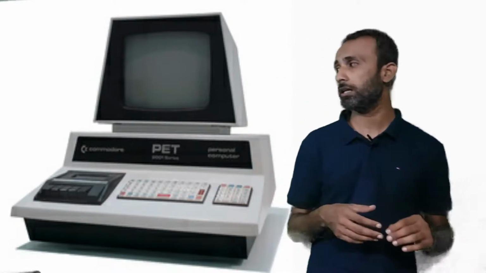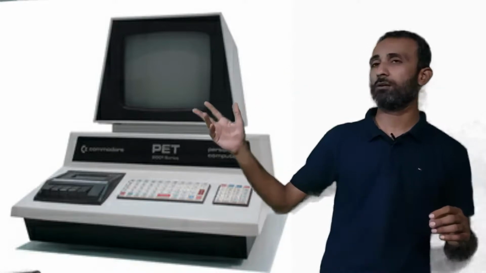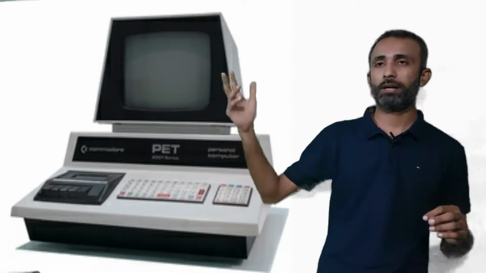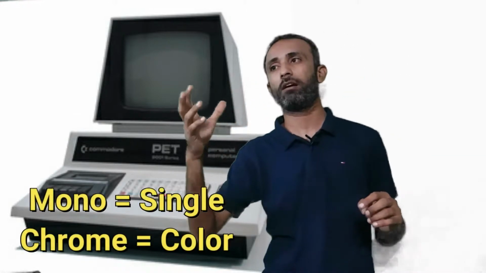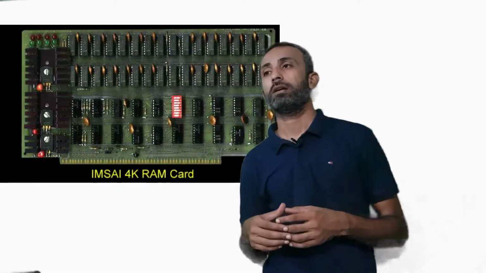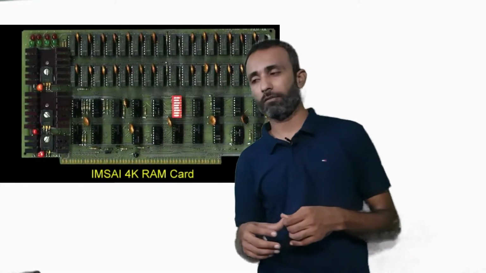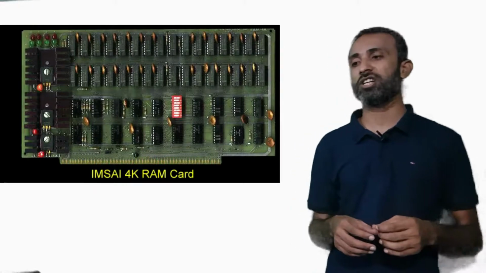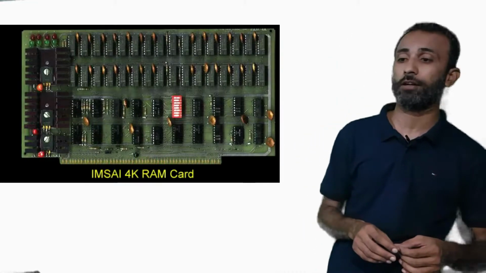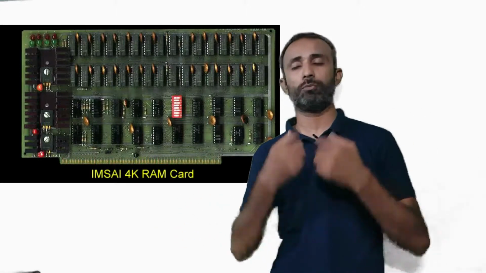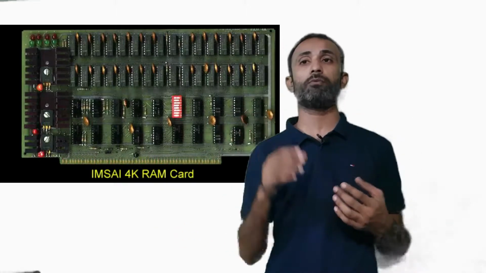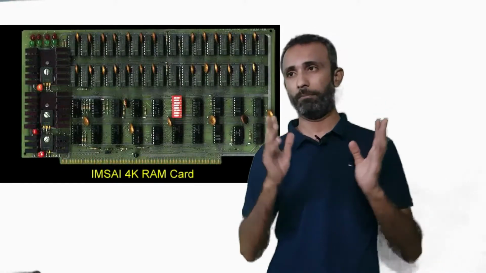That means the PC of Steve Jobs was better because it was not monochrome. Here the word monochrome means black and white, while that PC had colors. Even the 4K RAM: right now the RAM we use is in GBs, like to play a game we need around 12 GB, 16 GB, 30 GB, etc. But at that time it was only 4K of RAM.